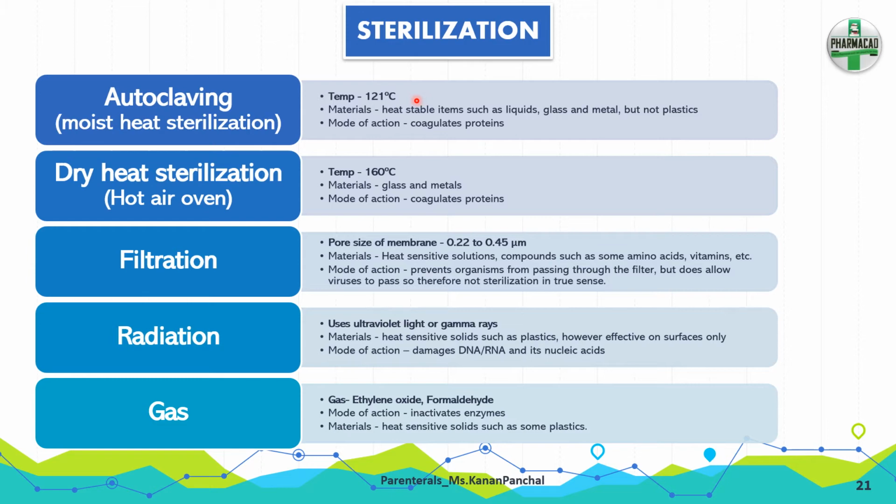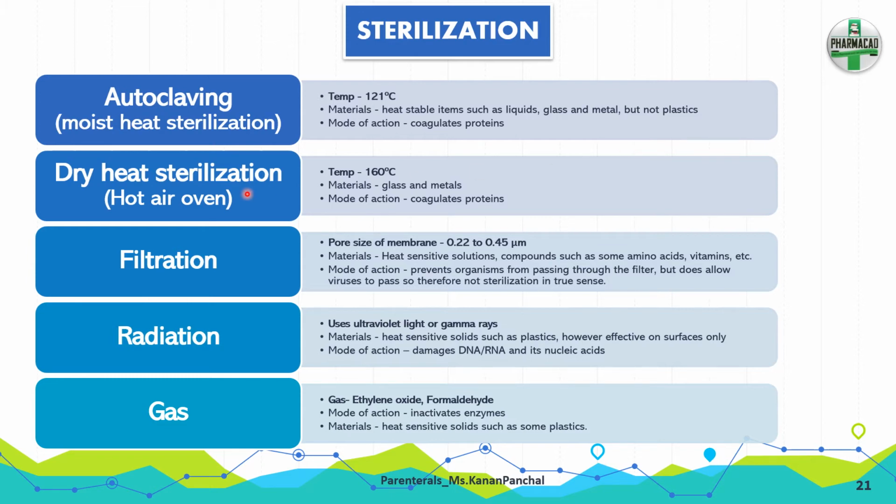Now autoclaving can be used for products which are heat stable, thermostable. They should not be degraded by high temperature. So liquids, solutions, glass and metal can be sterilized by autoclaving. Please take a note that plastics cannot be sterilized by the autoclaving method.